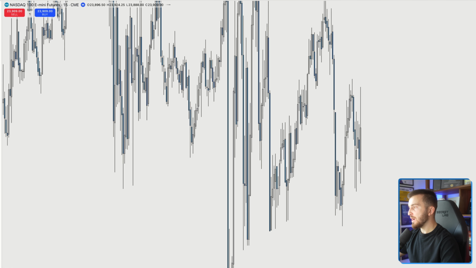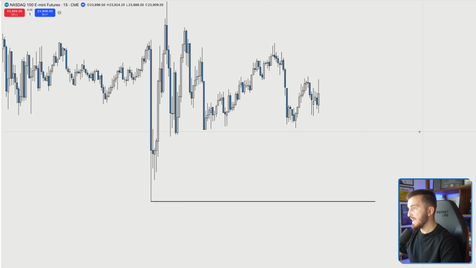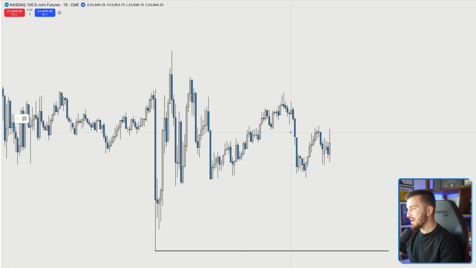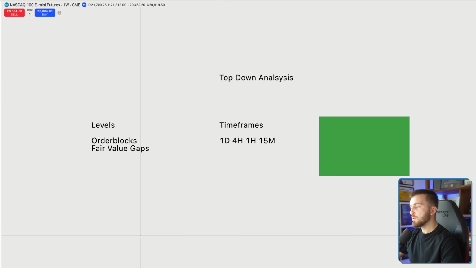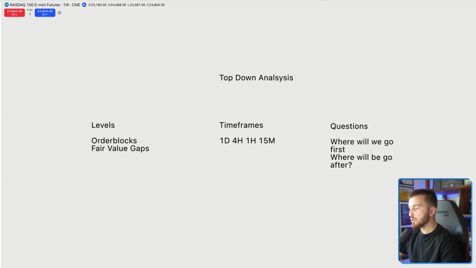So it's better for us to stay on the 15-minute, identify the levels. And I know I'm getting a little bit ahead of myself, but if we identify the levels, we will then be able to trade the market from those levels. But before we get ahead of ourselves, let me share the third concept that has completely simplified top-down analysis for me. And that is the questions that we are going to ask.